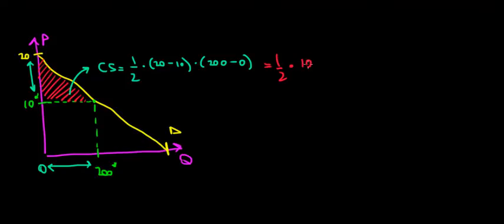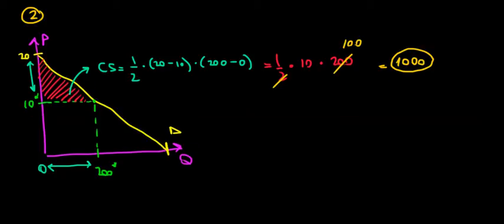Now, what is a half times 20 minus 10? That's 10 times 200. Now, the 2 and 200 cancel out, so there's going to be 100. 100 times 10 is going to give us 1,000. So 1,000, let's say, dollars worth of value are saved to the consumers because they're paying less than they would be willing to pay. That's the intuition of the consumer surplus. So it's quite efficient in this case. That was the consumer surplus for question 2, by the way.